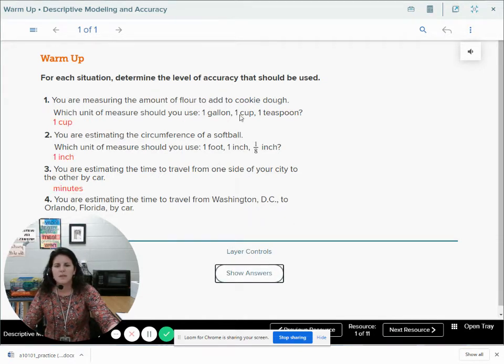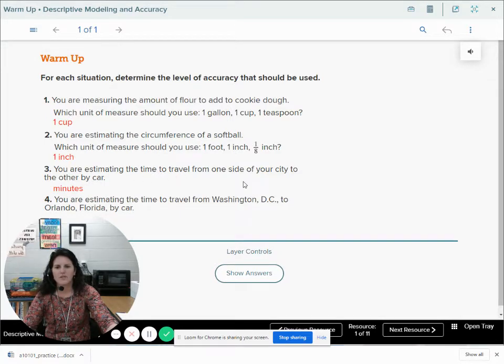So you're measuring the amount of flour to add. Obviously, we're going to use a cup. You do not want to add a gallon of flour. And if you're making cookie dough, a teaspoon is not going to be quite enough. So we're going to use 1 cup measuring. Okay, if we're talking about the circumference of a softball, it's not huge. We're not going to want to use a foot. 1/8 of an inch is way too small, so we want to use an inch.